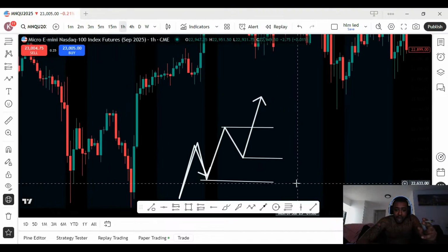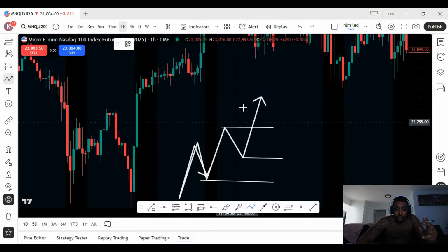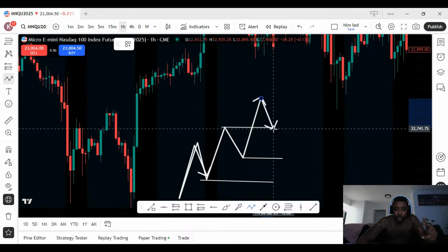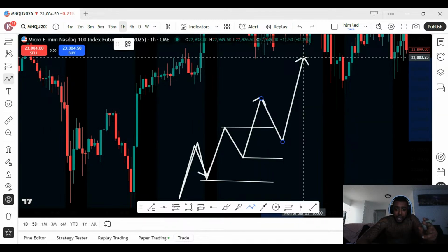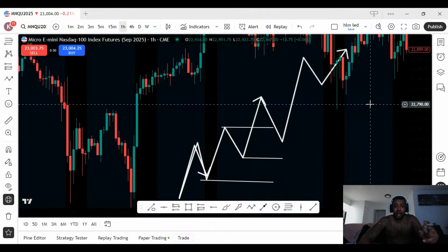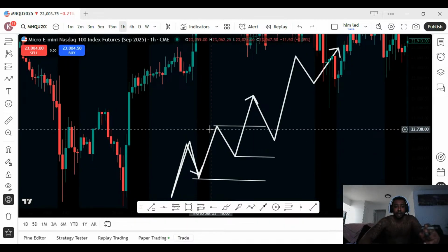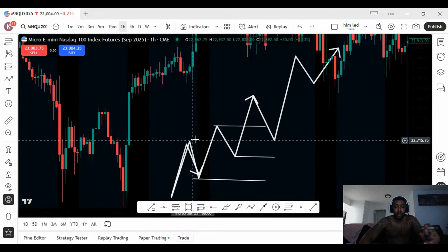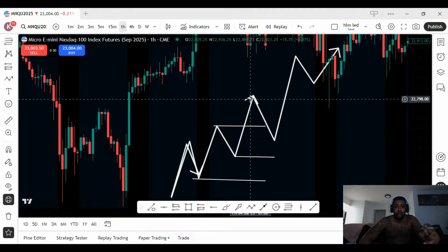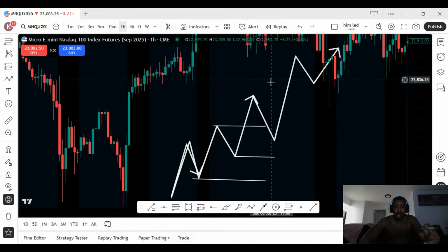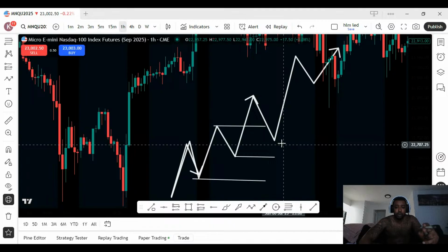So now I'm looking to see, okay, does it continue to go higher and higher? Look what happened. It comes up, it makes a higher high, a higher high. So that's an uptrend when we're making higher highs. Because this high is higher than this high, this high is higher than this high, this high is higher than this high. And look at the lows.